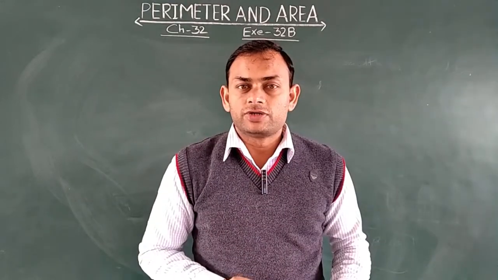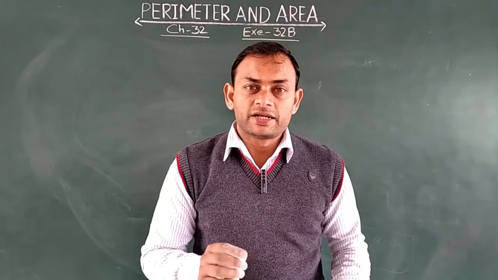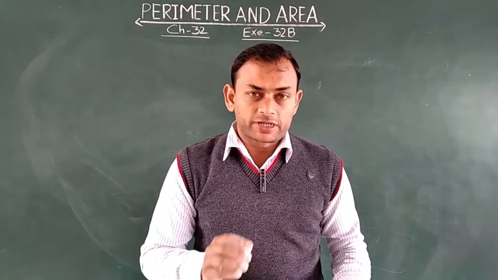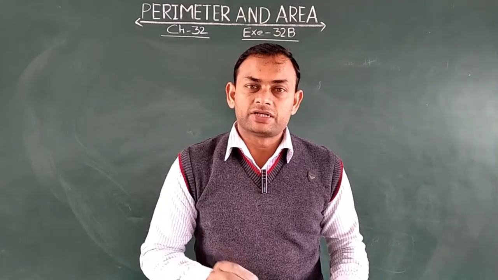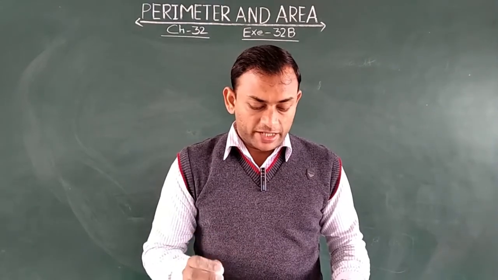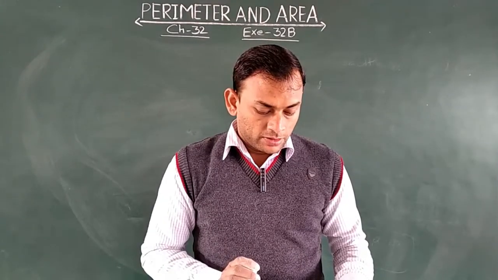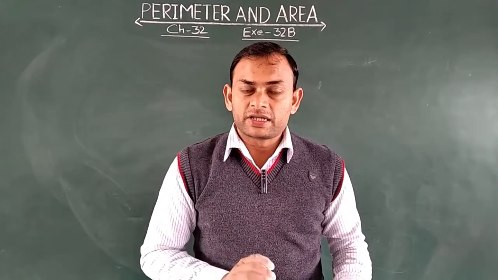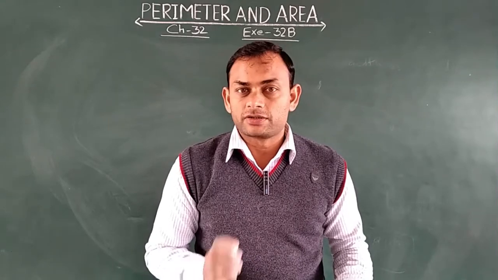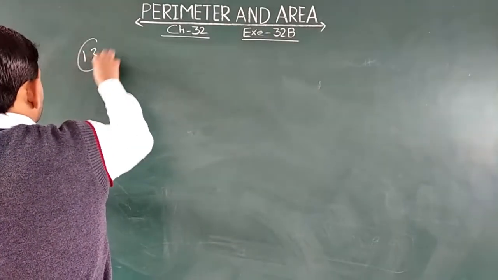Now I am just going to tell you question number 13. This question is saying that each rectangular tile is 40 cm long and 30 cm wide. How many tiles are required to cover the floor of a room whose length is 4.8 meter and breadth is 2.4 meter? Okay, this is question number 13.